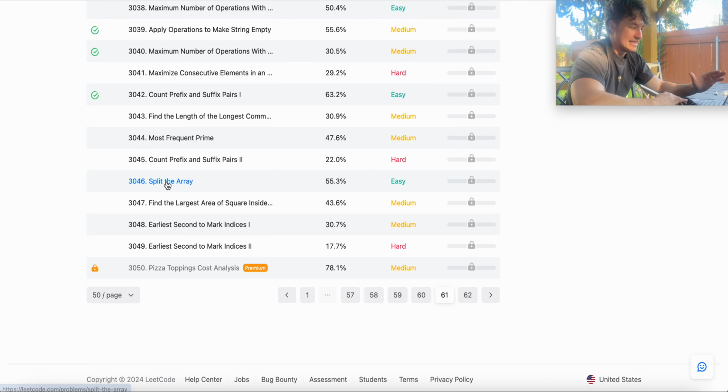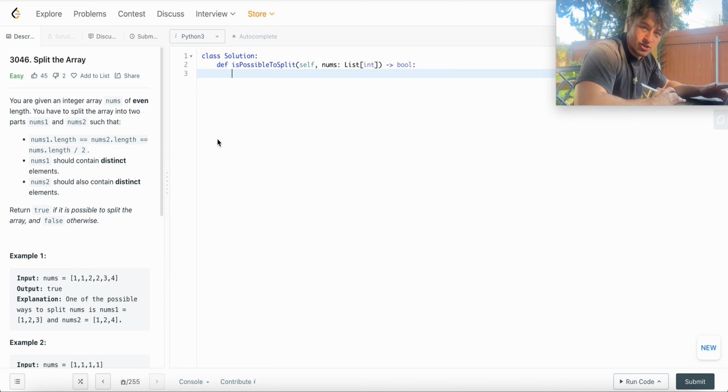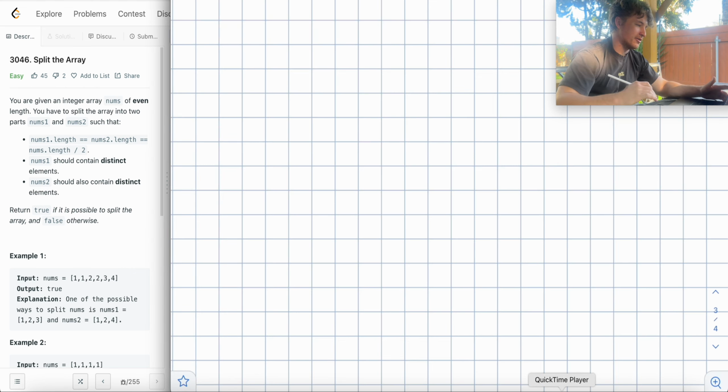I'm going to select an easy, so hopefully I don't get trapped in the death loop of not being able to understand what's going on and going down a dark rabbit hole. But yeah, I'm just gonna do a simple easy. Hopefully this is a simple easy, and you can kind of see and watch someone reason through how they're gonna solve something. Okay, so split the array.